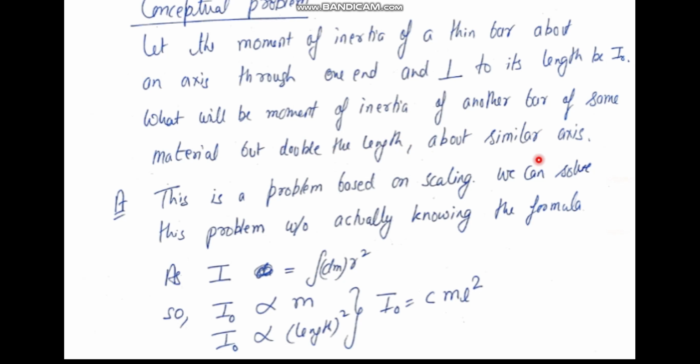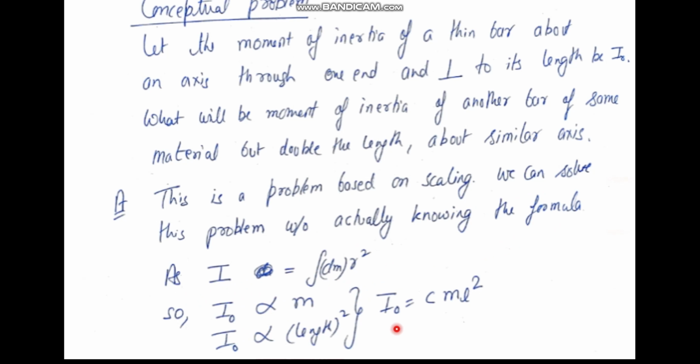about similar axis? So I have a bar and the moment of inertia about one axis is given to be I naught. We are asking the moment of inertia of another bar having double the length. So this is a problem based on scaling. We can solve this problem without actually knowing the formula. You must understand that moment of inertia is summation of dm r square. So it will depend on mass and it will also depend on the square of the length.